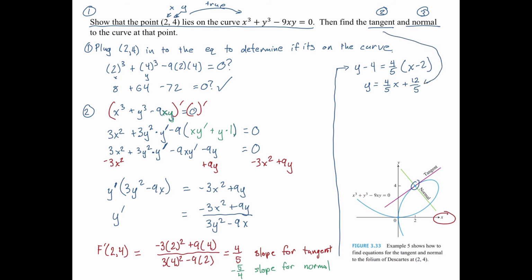And then your normal line is going to be y minus 4 equal to negative 5/4 times x minus 2. And when we solve that for y, we find y is equal to negative 5/4 x, and then plus, after everything is simplified, 13/2. So that is your normal line.